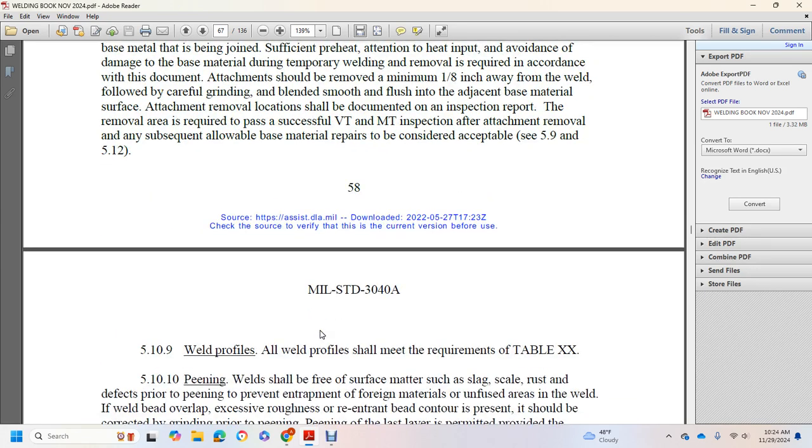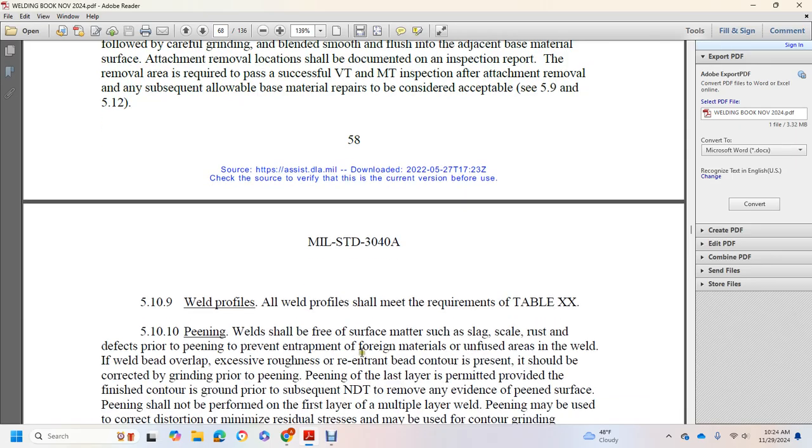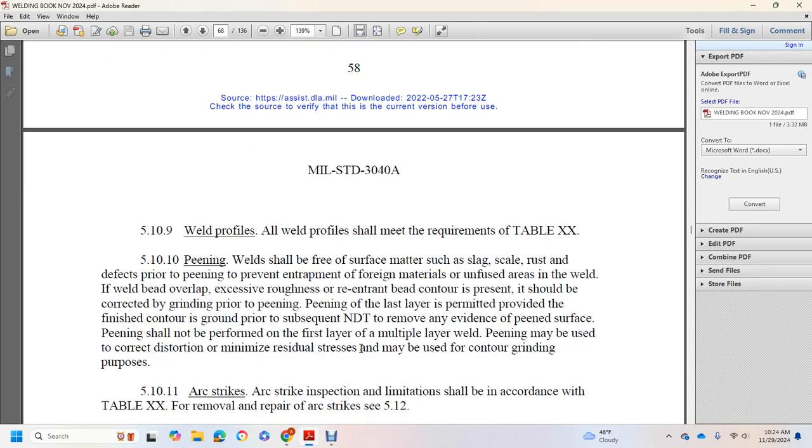5.10.9. Weld profiles. All weld profiles should meet requirements of Table 20. Peening. Weld should be free of surface material, slag, scale, rust, and defects prior to the peening. Prevent entrapment of foreign materials on the fused area of the weld.